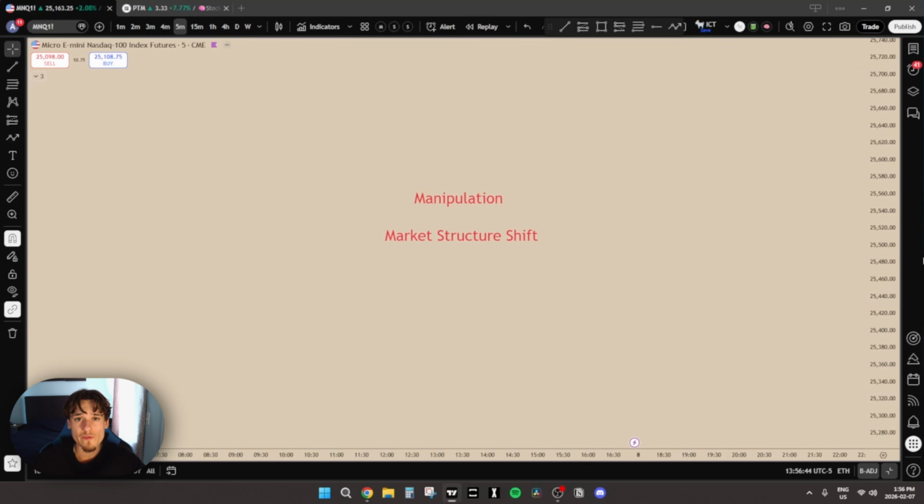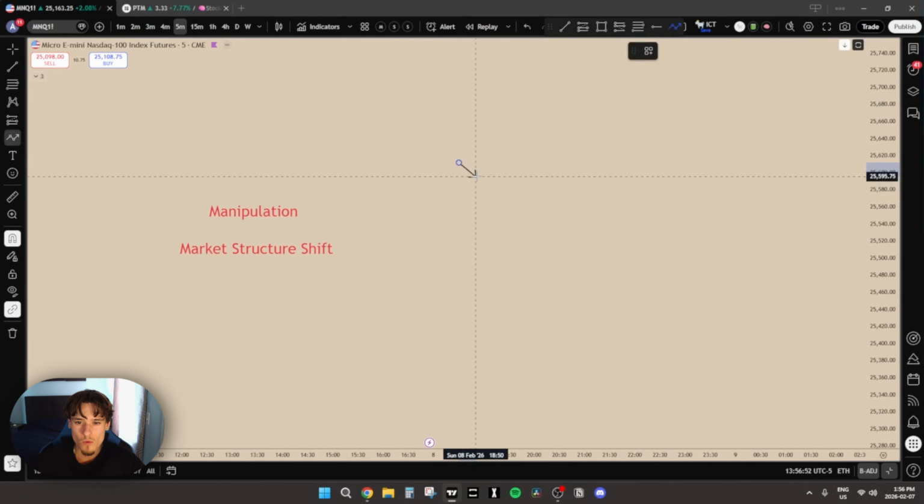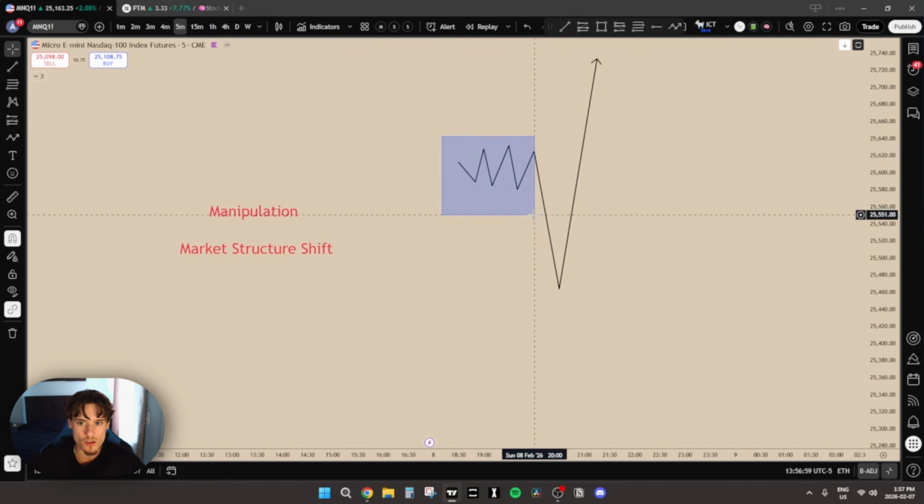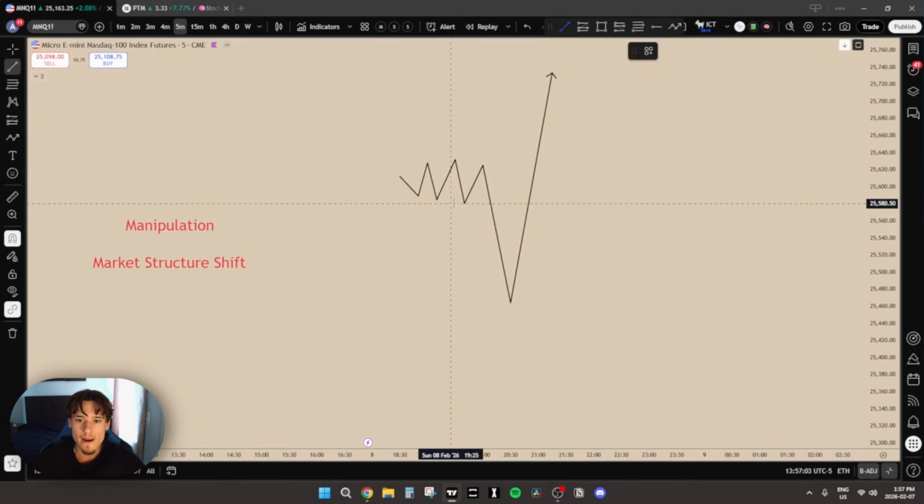Now, to properly form a market structure shift, you need two indications: a manipulation leg and a market structure shift. So you might ask, Alexander, what are you talking about? Why do you need two? For example, say this is the chart. You have the push lower and then the push higher. So you can just say this is accumulation, manipulation, distribution, right? Perfect. Now, to actually form a market structure shift, you have to have a manipulation leg.